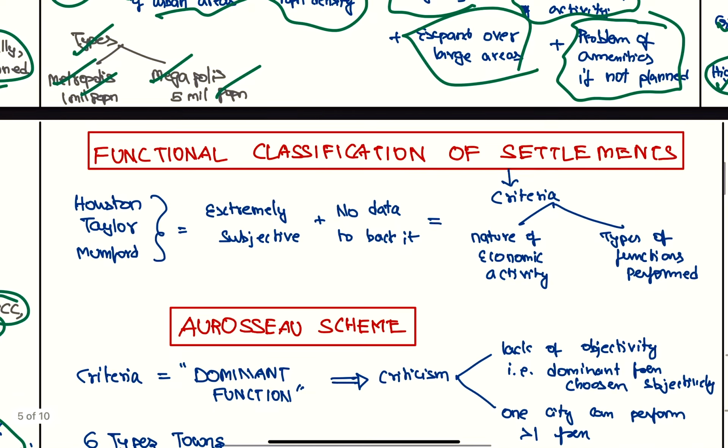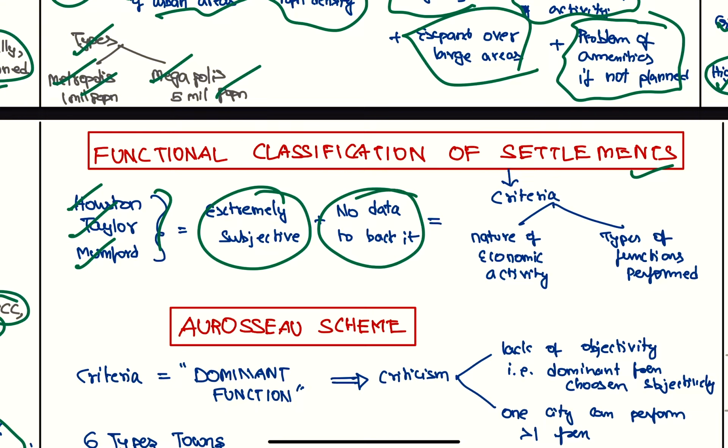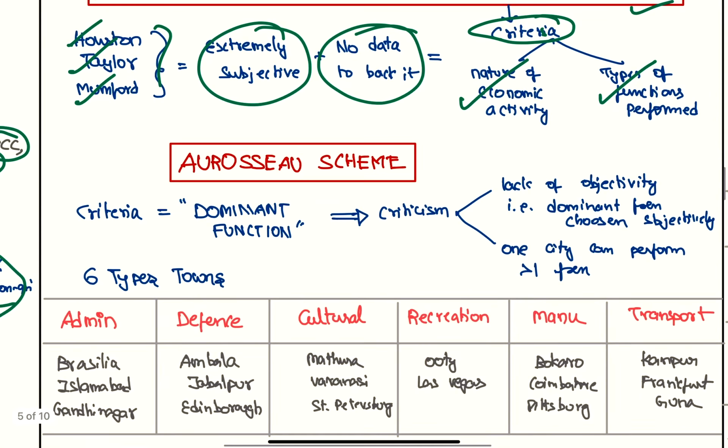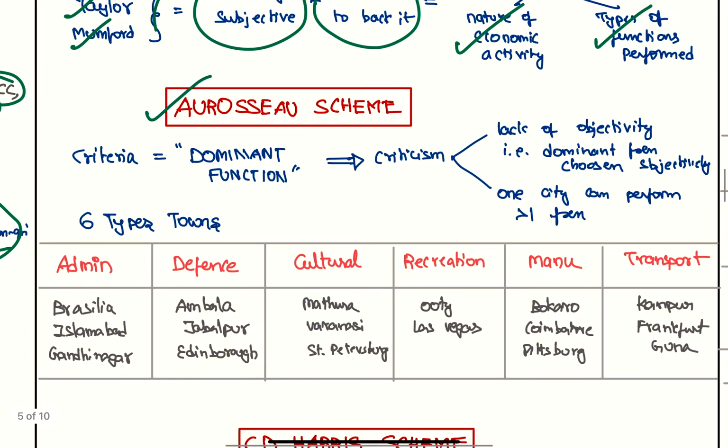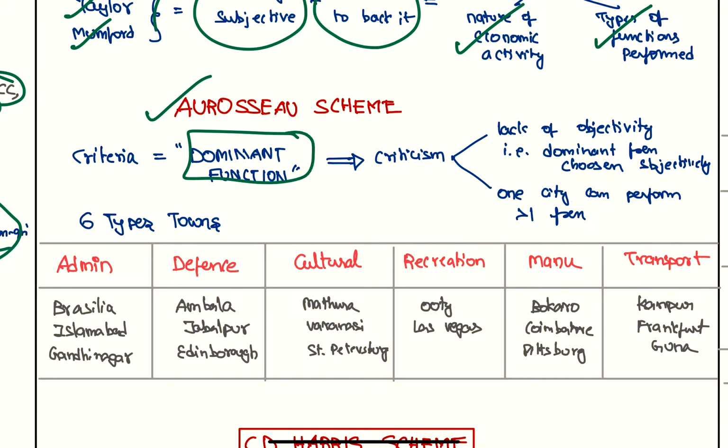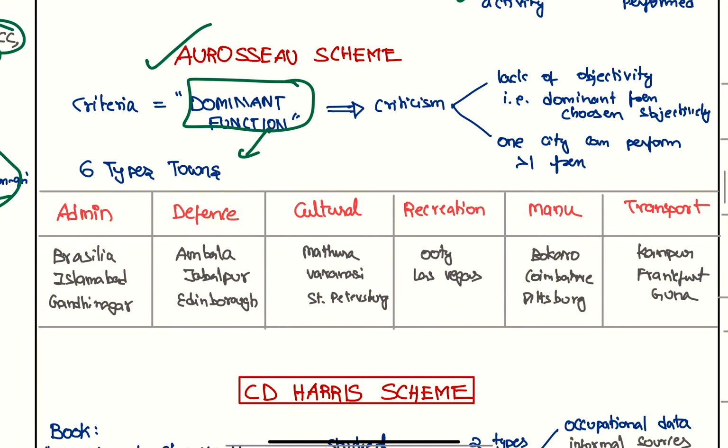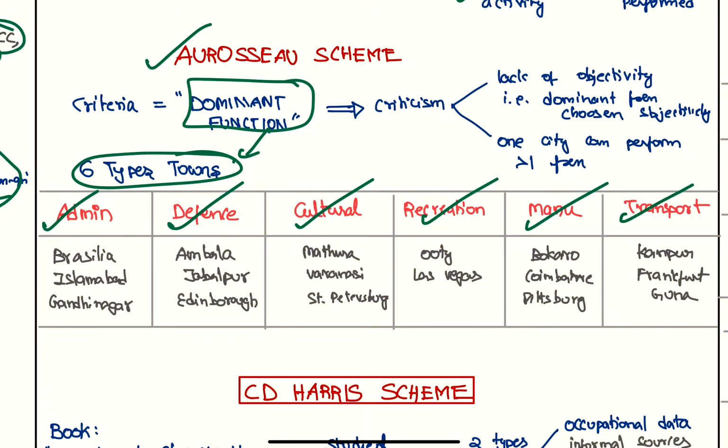Next, we have the functional classification of settlements. Houston, Taylor, and Mumford: their classification is extremely subjective and has no data to back it. But functional classification will use two criteria, which are nature of economic activities and types of functions performed. First, we have the Rochefort scheme. For him, the criterion is the dominant function. So, based on the dominant function, he identifies 6 types of towns: administrative towns, defense towns, cultural towns, recreational towns, manufacturing towns, and transport towns.